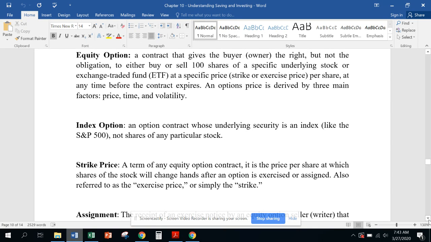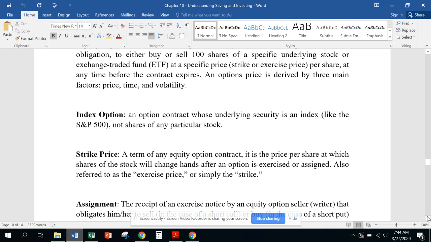Now, index options are bets based off of what I think the Dow Jones or the S&P 500 or the NASDAQ 100 are going to be doing. So I can buy an index option. I can think that the S&P 500 will go up, so I could buy a call, or I'm scared that the S&P 500 is going to go down, so I could buy a put.